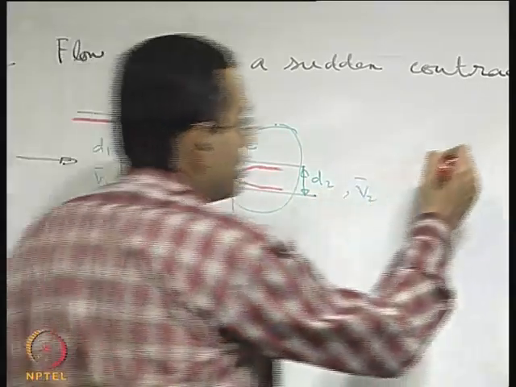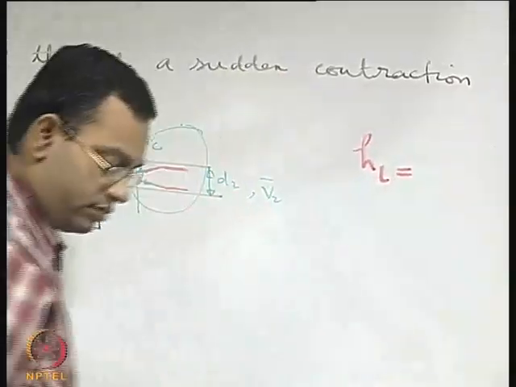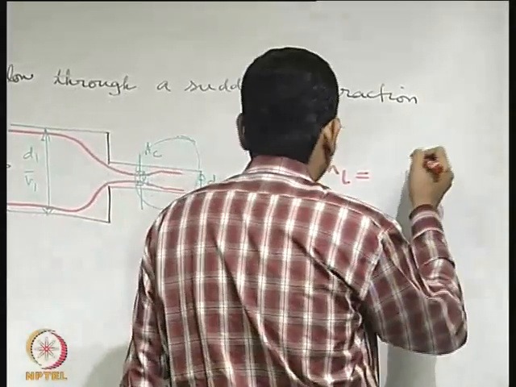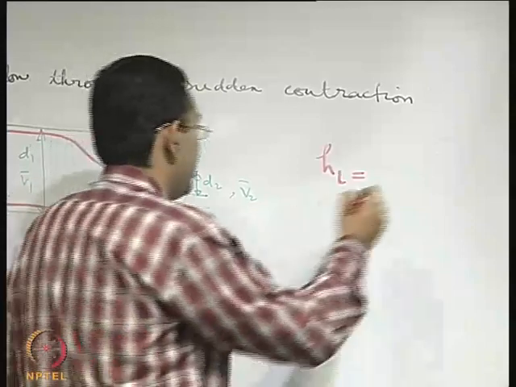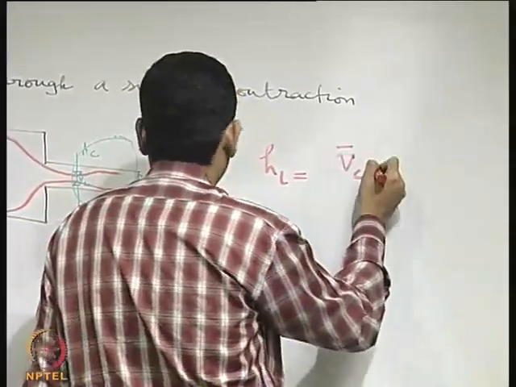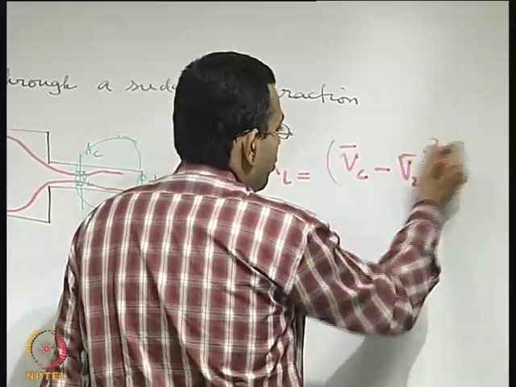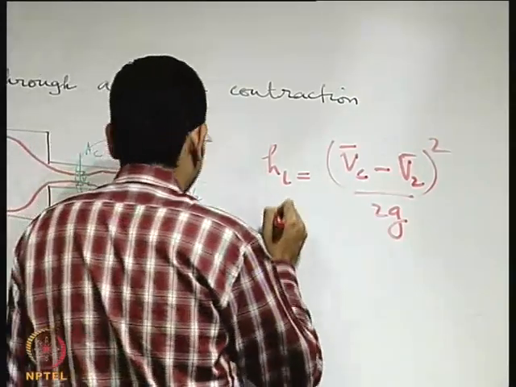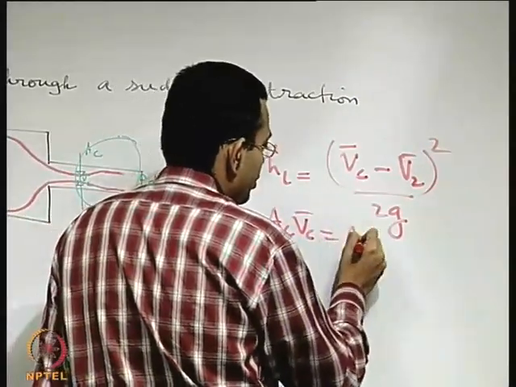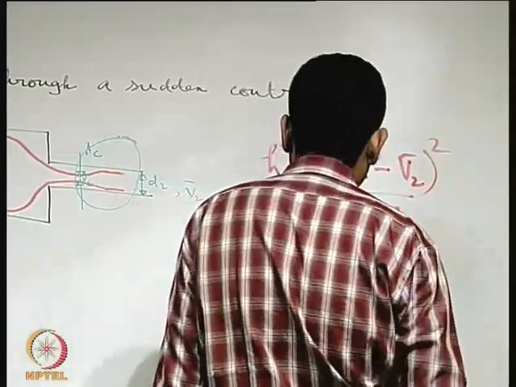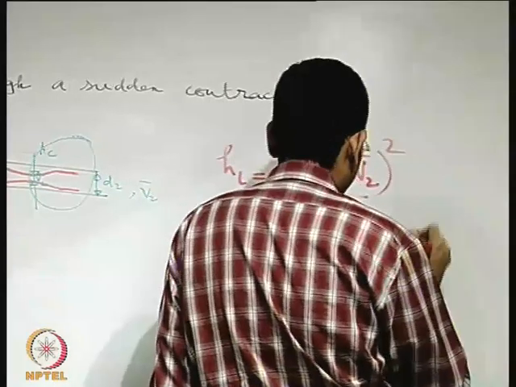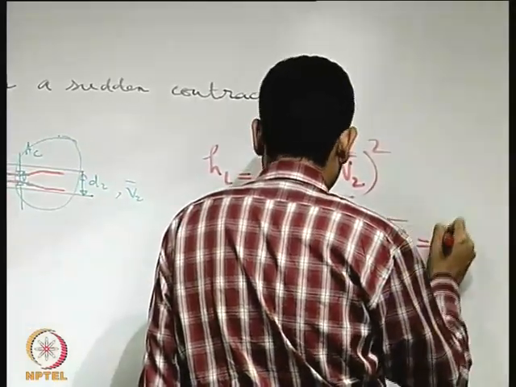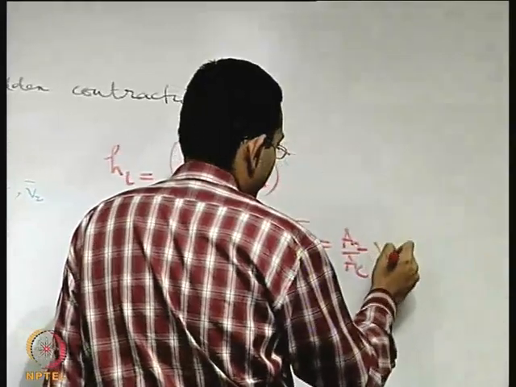So what was the head loss expression that we derived for this one? That was, here, VC minus V2 whole square by 2g. Now you can always write VC and V2 in terms of AC and A2. So you can write AC into VC is equal to A2 into V2, which means VC is equal to A2 by AC into V2.